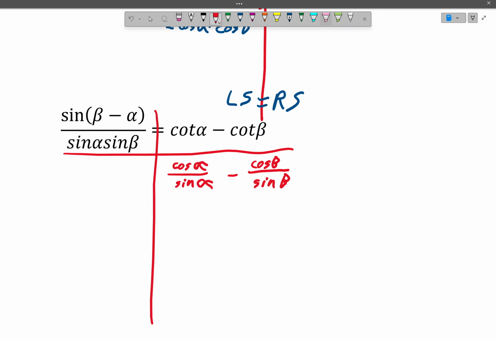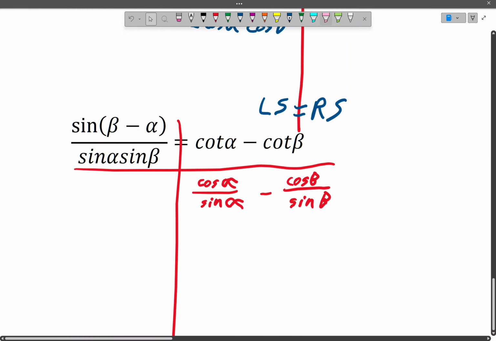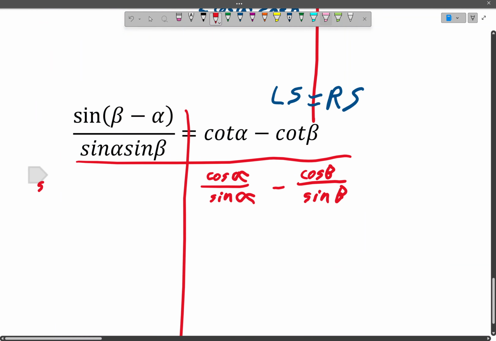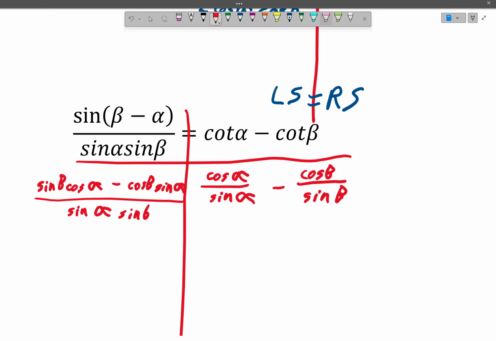Let's take a look at the left side and see if we can change that sine minus statement where it's got beta minus alpha. And so this is going to be sine then cos, right? Yeah, sine then cos, and it's going to be minus. Okay, so it's going to be sine of beta cos of alpha minus cos of beta sine of alpha. Okay, so that's that statement. And we have sine alpha sine beta on the bottom.